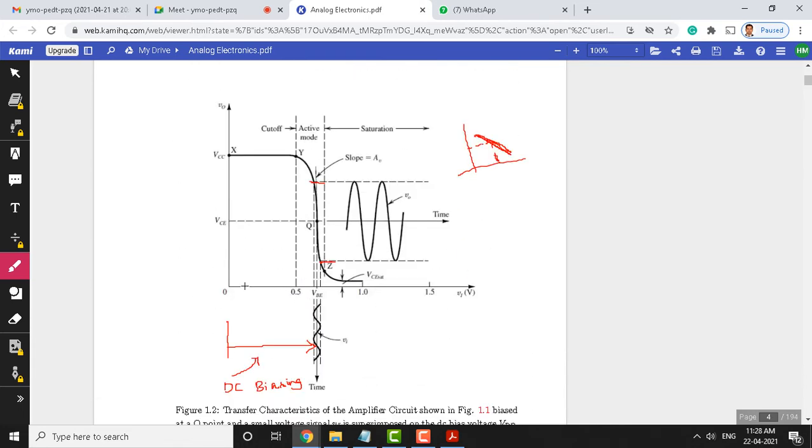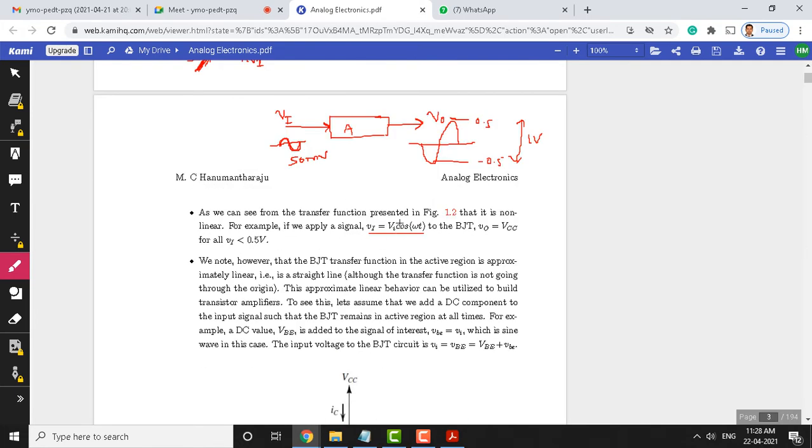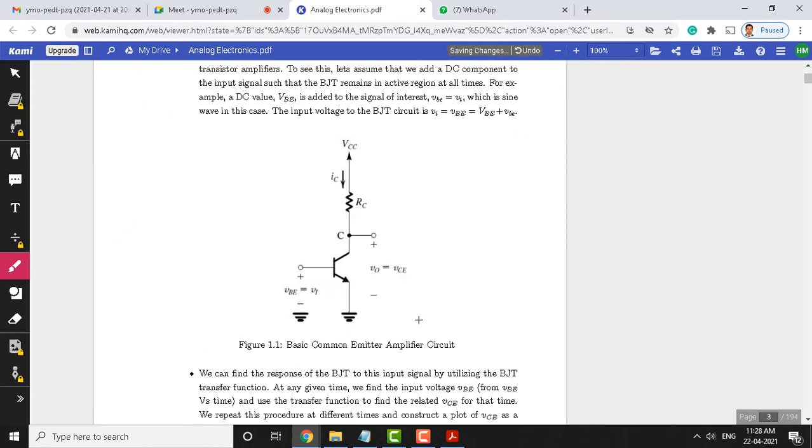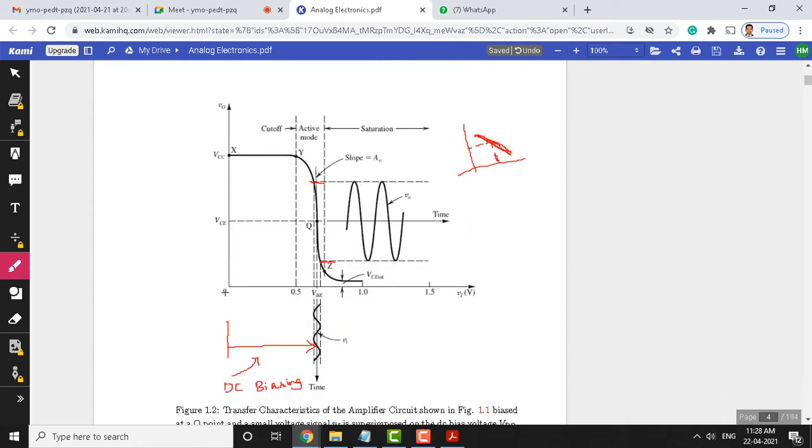Even though we apply this cosine or sine signal, only the phase is going to be different; this is going to be the cosine signal. So, when you apply this kind of signal to this circuit, what will happen? Observe here, from 0 to 0.5, the input signal is suppressed and the output will be VCC. Are you seeing here?